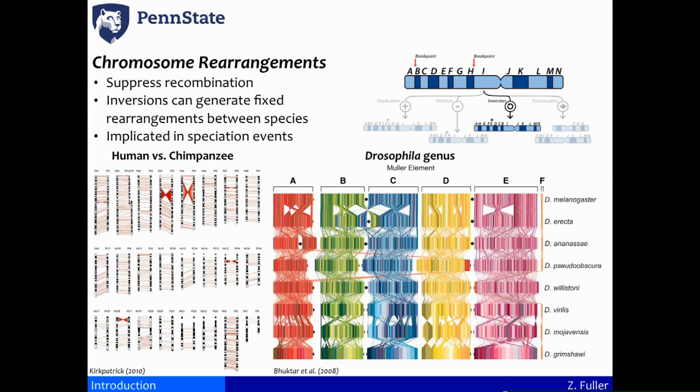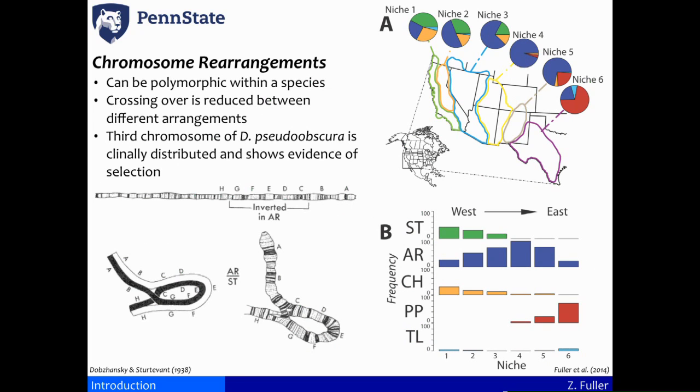And of course, I'm in a Drosophila section, so I probably don't need to remind most of you here that there's a number of fixed rearrangements across the chromosome arms of the Drosophila genus. But besides existing as fixed differences between species, inversions can also be polymorphic within a species. So between two different chromosome arrangements, you get the formation of these inversion loops. And so in these inverted regions, crossing over and therefore the rate of recombination is drastically reduced.